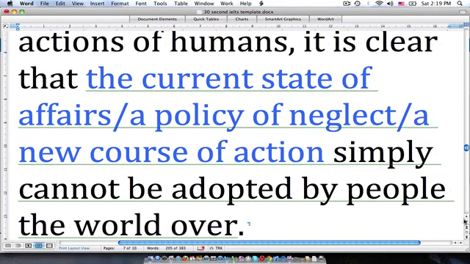Okay, now the keyword here is adopt, which means to take up or to support, to use, and it's difficult to say to adopt the current state of affairs because the current state of affairs has already, in a sense, been adopted. It's already what is happening right now, so that's not the right answer.